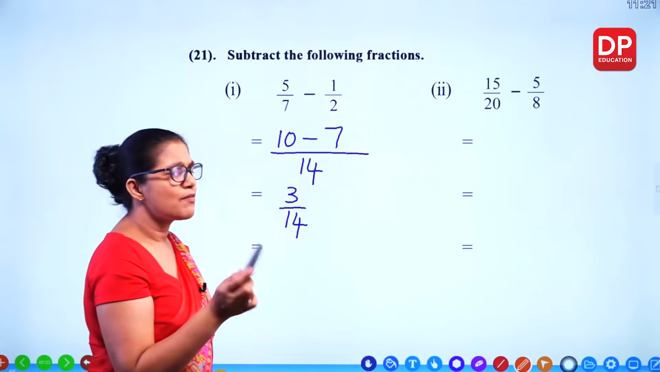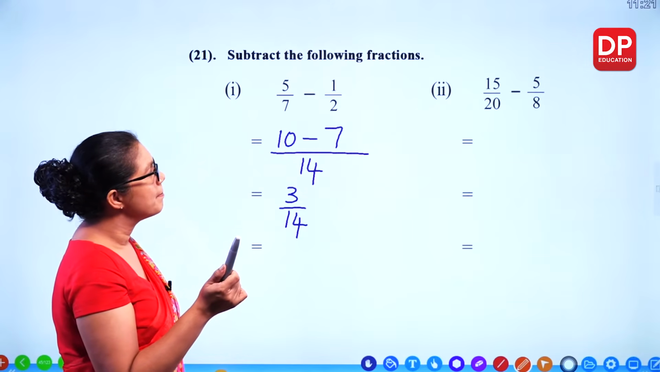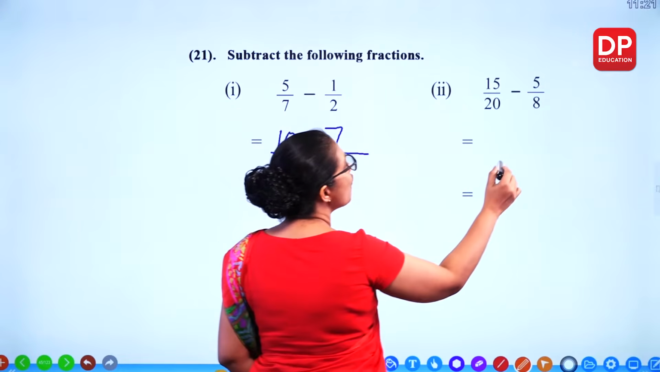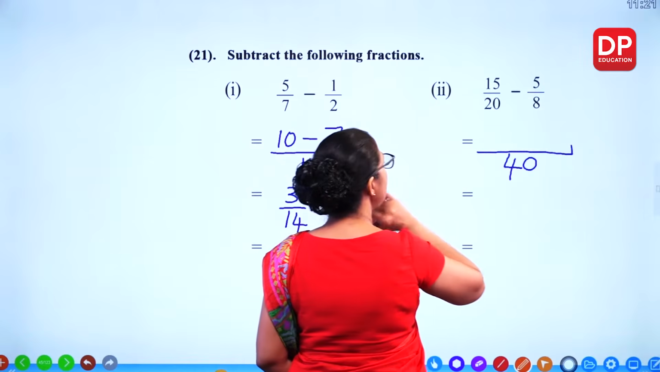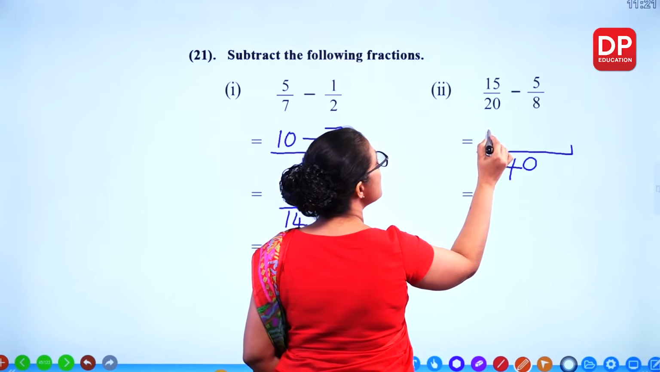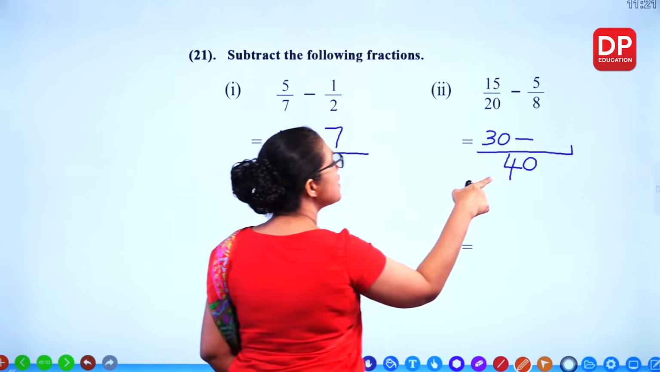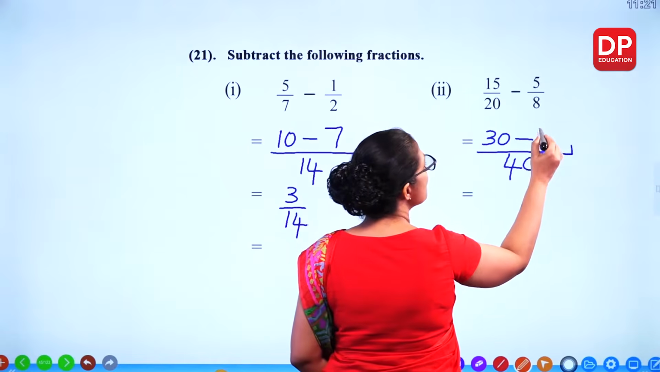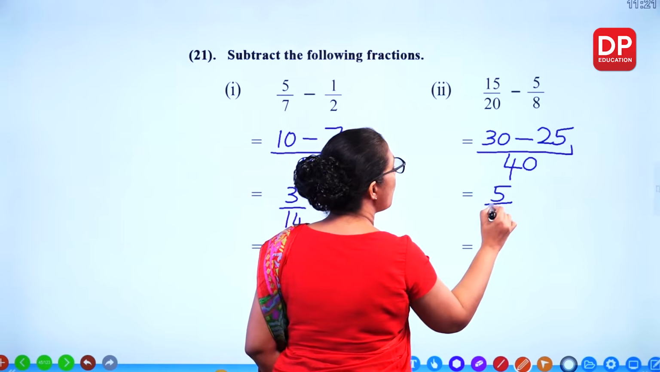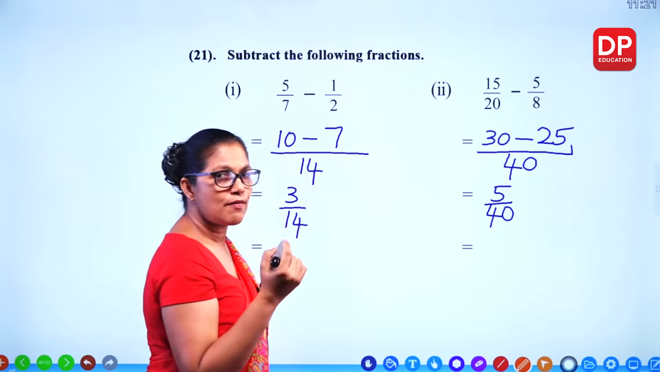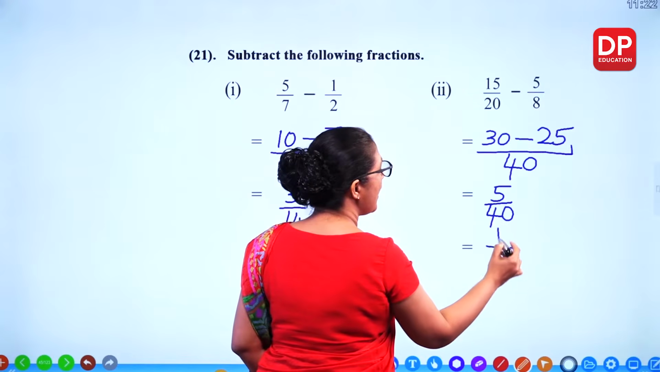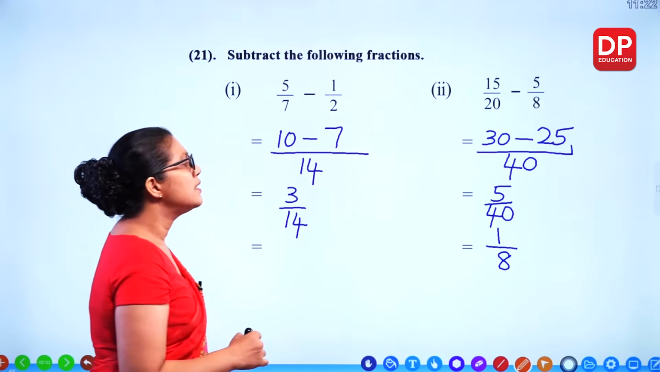This one, 20 and 8. What's the common denominator? So you get 40. 40 is the common denominator. 20, you need to multiply by 2 to get 40. So 2 times 15, that's 30. 8 to 40, that's multiplied by 5. 5 times 5, 25. So 30 minus 25 is 5 over 40. Simplify. Divide both the numerator and the denominator by 5. You get 1 here and 8. 1 over 8.